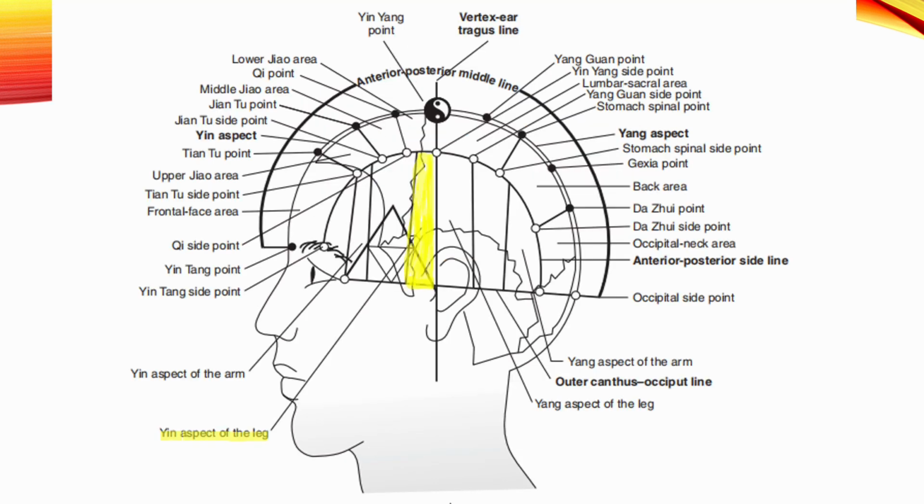In aspect of the leg. The in aspect of the leg is the zone enclosed by the anterior 1/4 point of the anterior posterior side line of the lower jiao portion, the Yin-Yang side point, the intersection point of the vertex ear tragus line with the outer canthus occipital line, and the posterior 1/3 point of the canthus ear line and their connecting lines. This zone is divided into 5 equal portions with 6 short lines from superior to inferior.